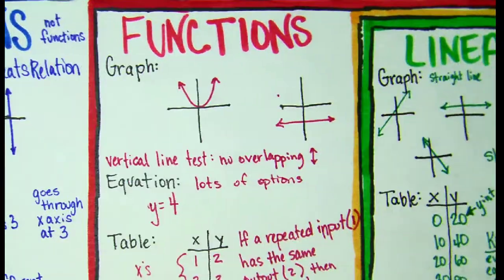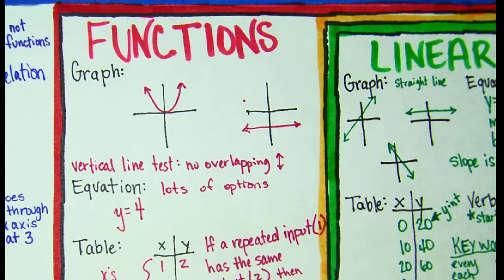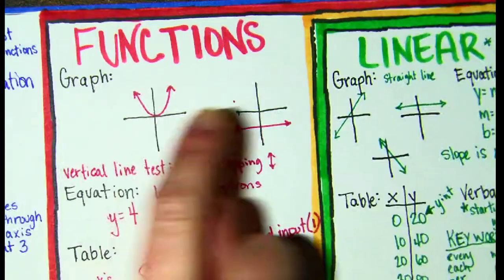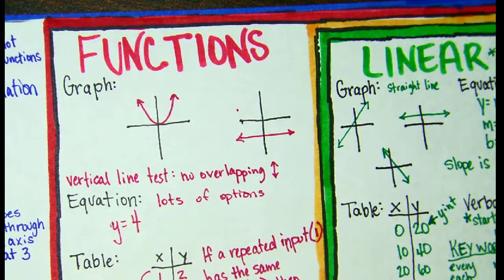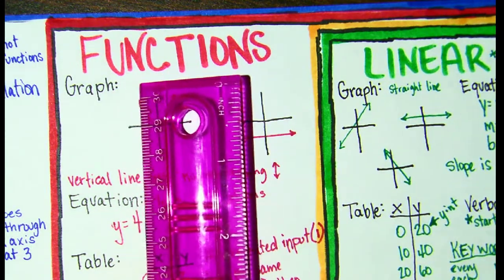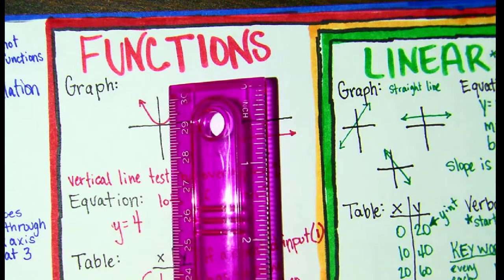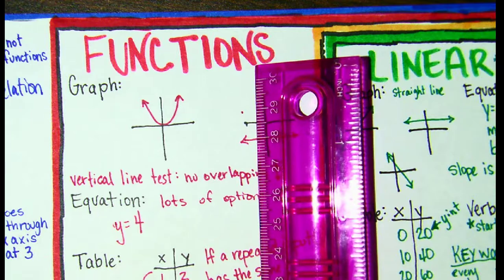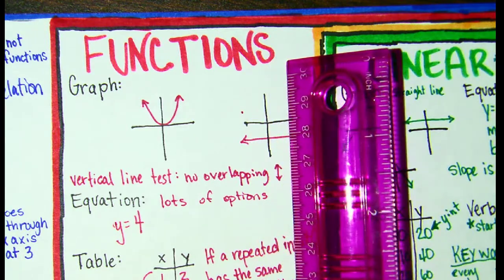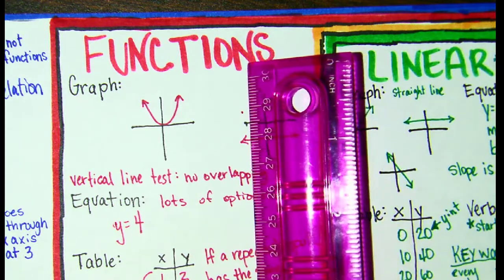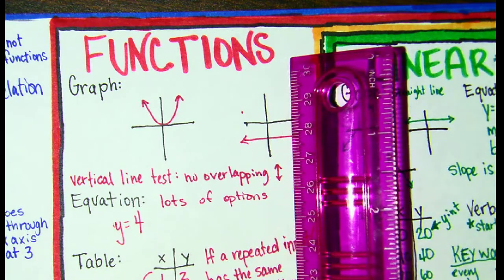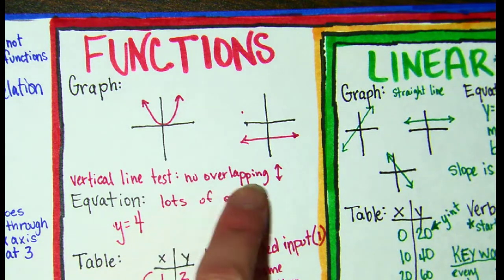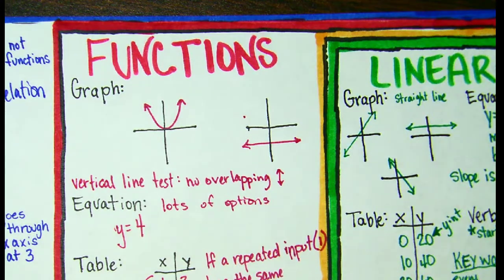In functions, there are some possibilities. Here's an example of a nonlinear function. Here's an example of a linear function. So these guys pass the vertical line test. Only one output for every input vertically. Okay, slide my vertical line over my graph. So if my vertical line is only touching one point on this graph at a time, then it is a function. So a vertical line test is there's no overlapping vertically.